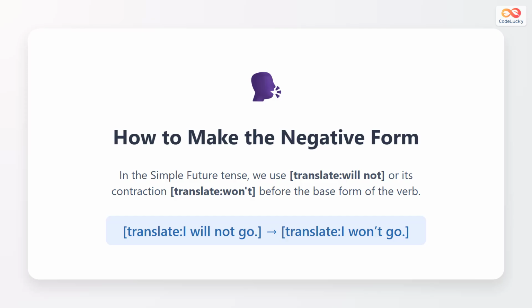To make a negative sentence in the simple future tense, use will not or its shorter form, won't, before the base form of the verb. For example, I will not go means the same as I won't go. Both are correct, but won't is more common in everyday English.